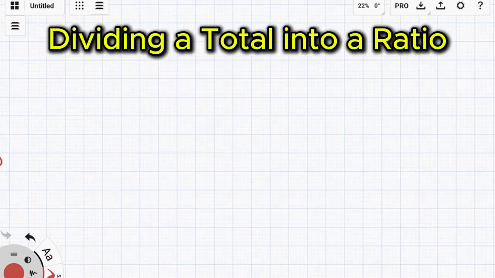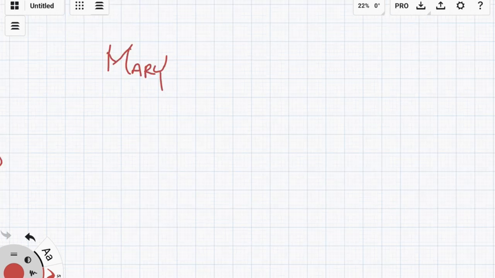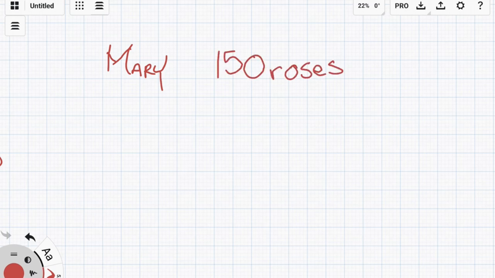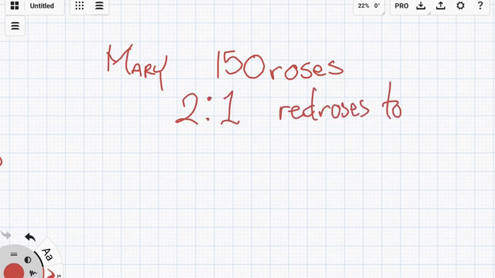Dividing a total into a ratio. In maths assessments, you will often be given a total amount to be divided up into a ratio. Let's look at that example in reverse. They would give you a scenario such as, Mary has to group 150 roses at the ratio of 2 to 1, red roses to white roses, for a wedding. To solve this, we follow 3 clear steps.